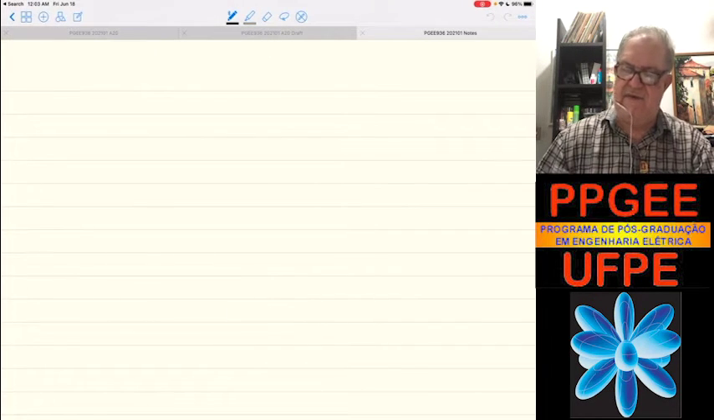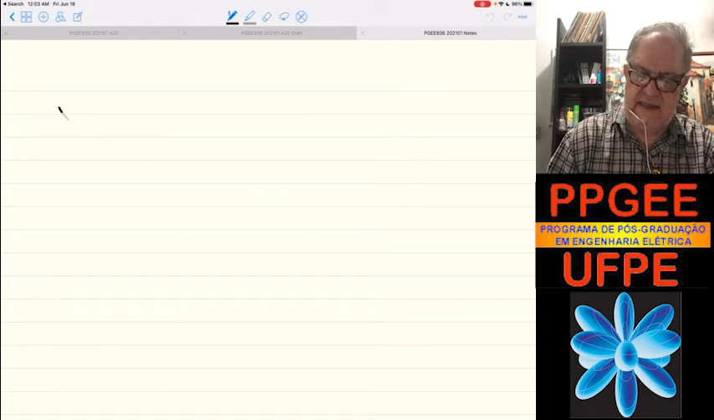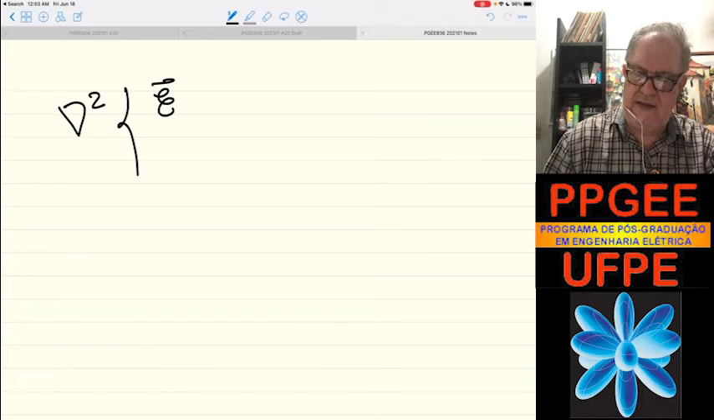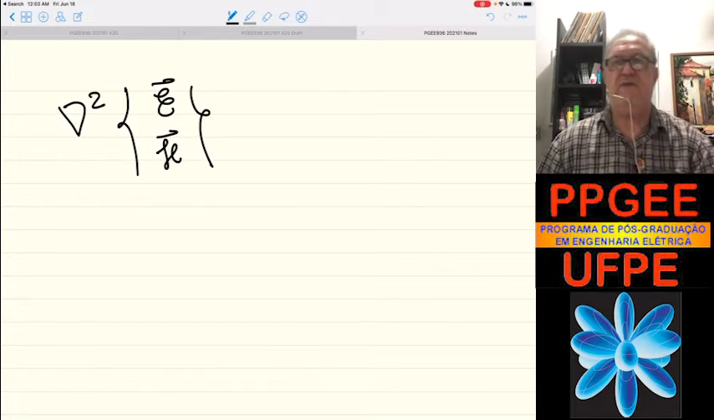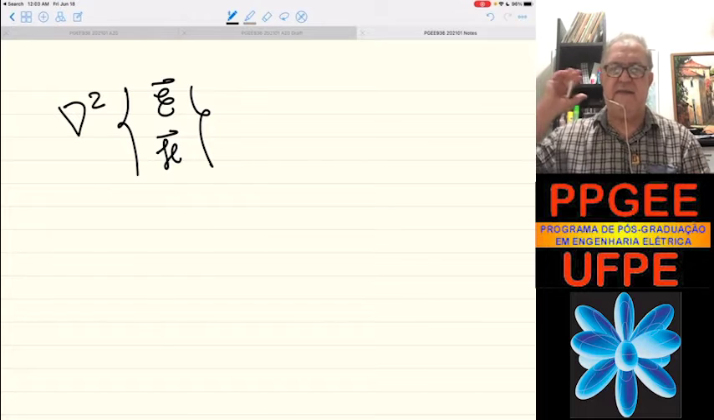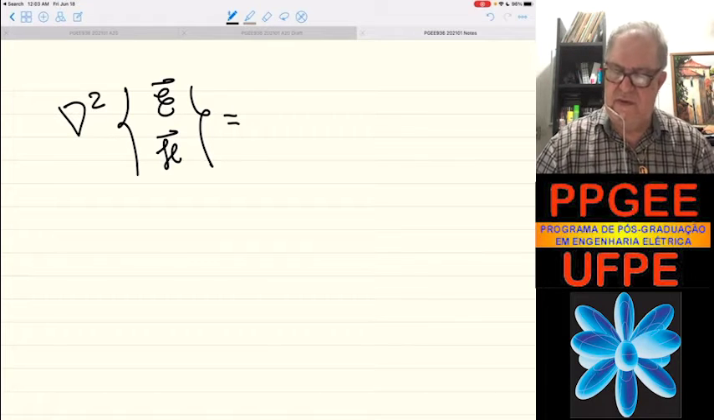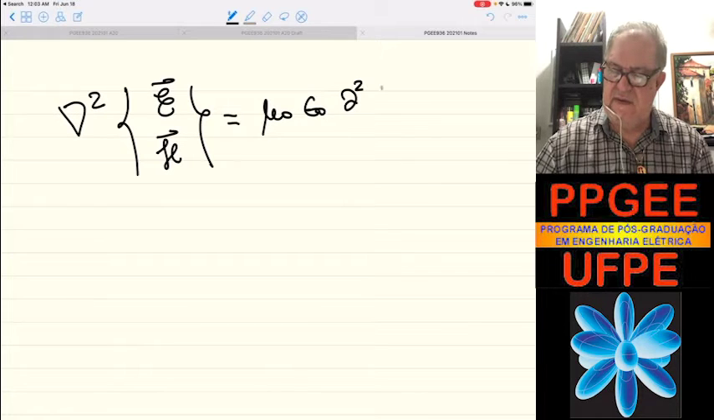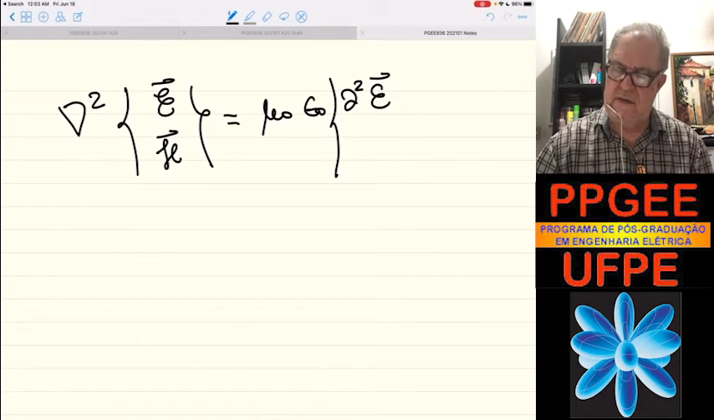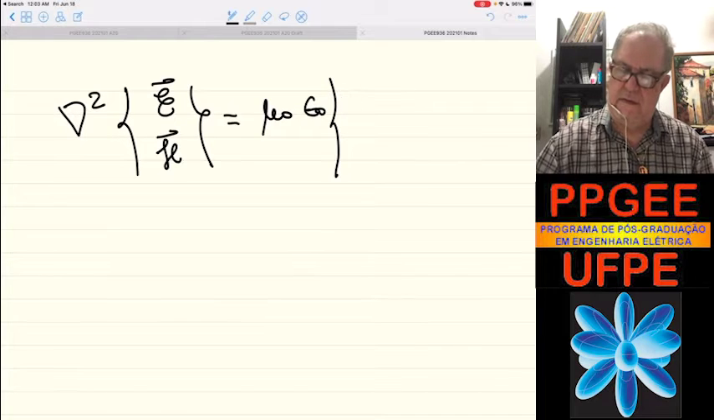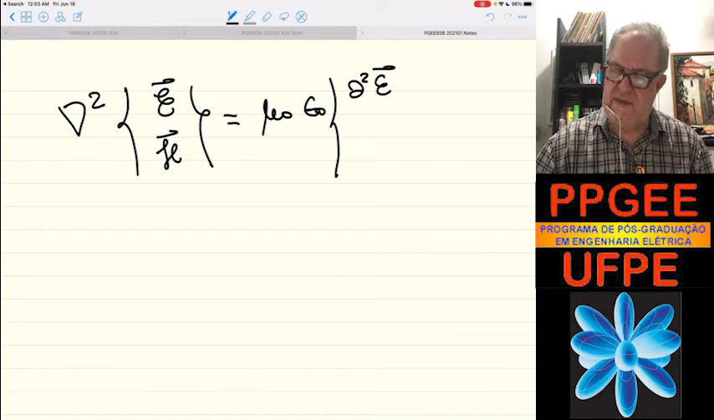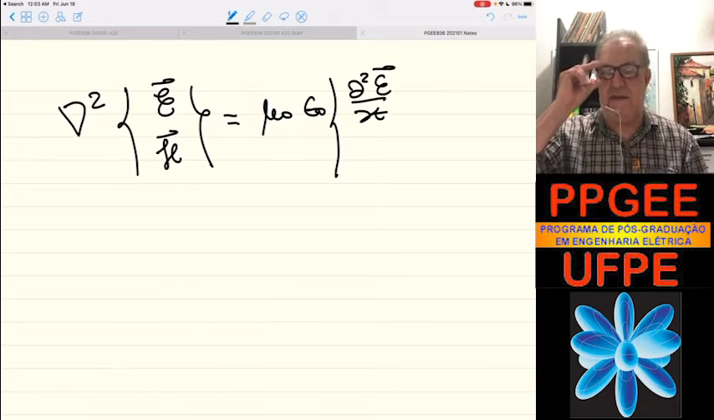So what we have here, you're going to have an equation like this, Laplacian of E or H. So we have a minus side on one side, the minus side on the other side, equals to mu 0 epsilon 0 second derivative of, let me just make it smaller. So we have, you see, uncoupled equations in this case.